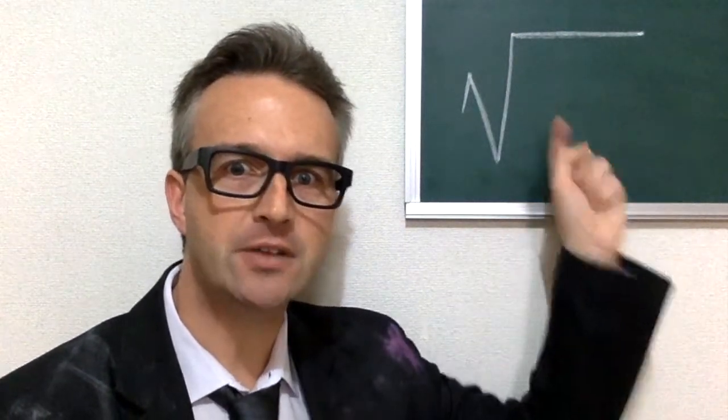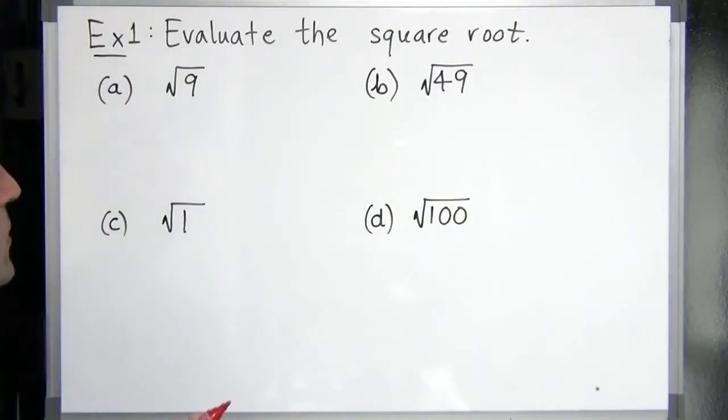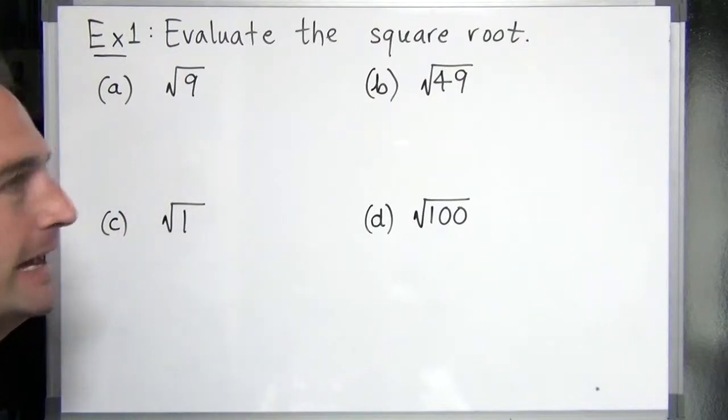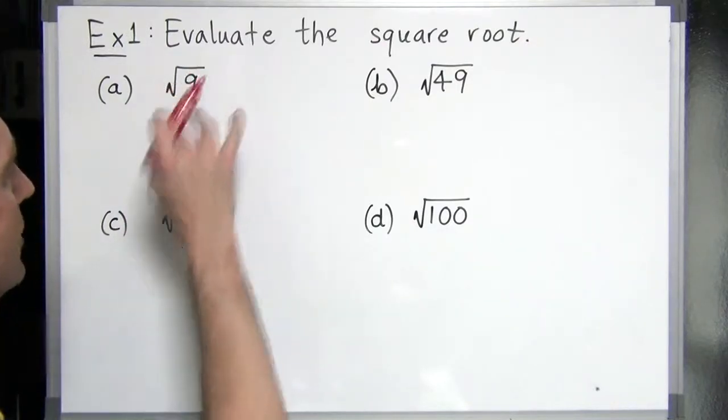To find square roots, we need this symbol, the radical symbol. And any number that appears inside the radical symbol is called the radicand. So let's try a couple. Here's the first one, the square root of 9. So notice there we have our radical symbol and our radicand is 9 here.